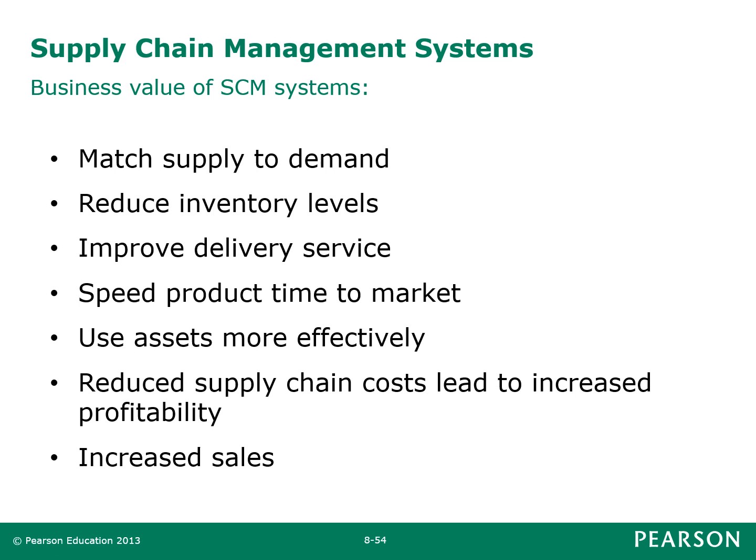The business value of supply chain management systems can be seen as follows. First of all, to match supply to demand in order to achieve reduction of inventory levels, and to improve delivery service in order to get customer loyalty, and to speed up the time from production to the market, and using assets of an organization more effectively. I think these five objectives are the most important for an organization to implement a supply chain management system.